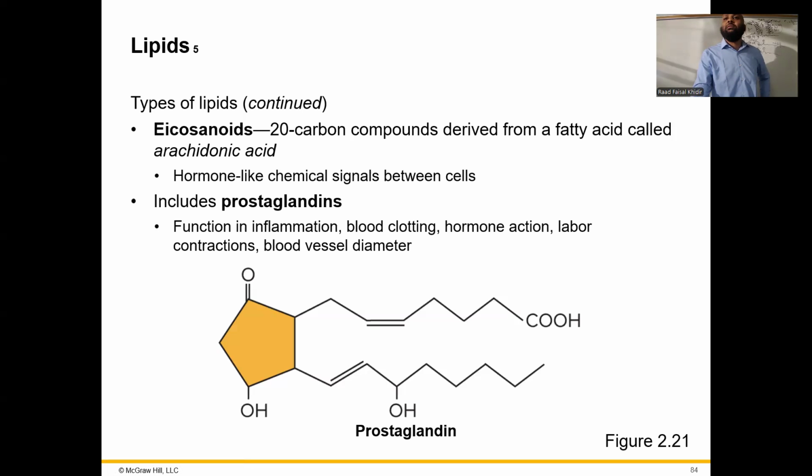Yes? I have a question. So when you do D-dimer blood work, does that have to do with this and the inflammation?